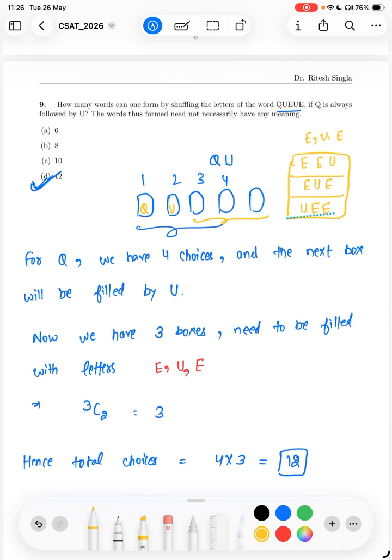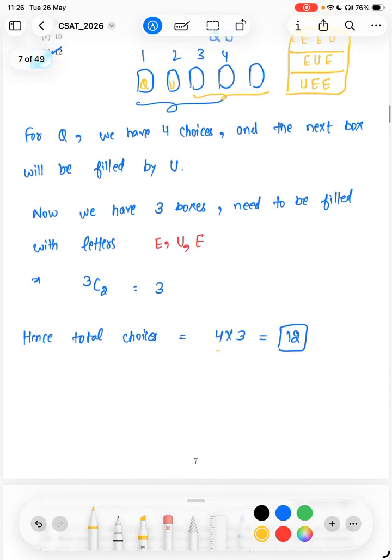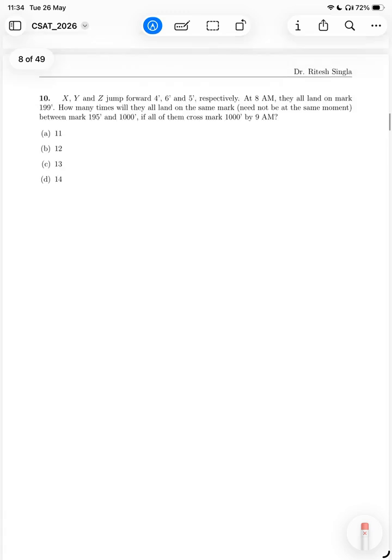Very basic terminology of combination: you have three letters in which two of them are repeated. So in how many ways can we put them? So it is 3C2, and 3C2 is 3. These three choices will be there anyway whenever you choose a position for Q. We have four such positions for Q. So the total choices will be 4 times 3, which is 12. Right?